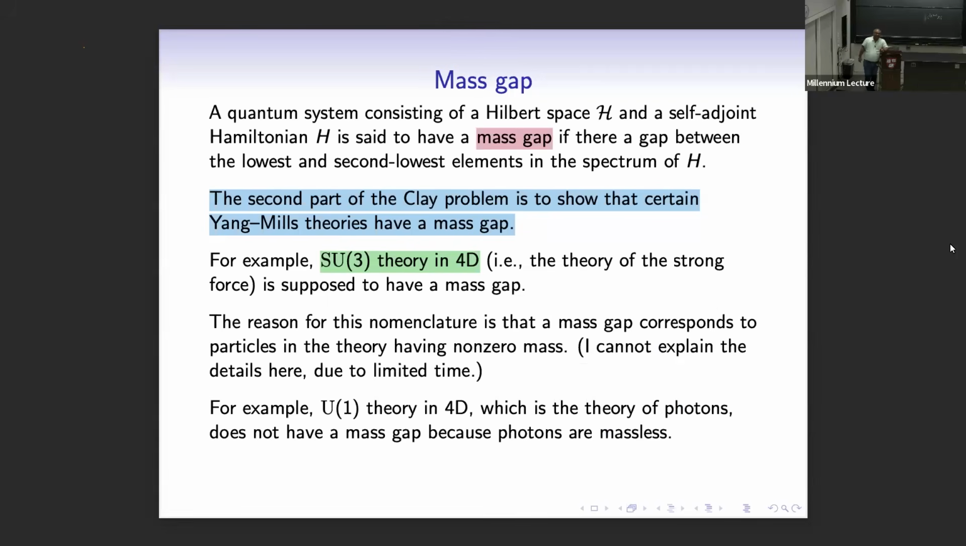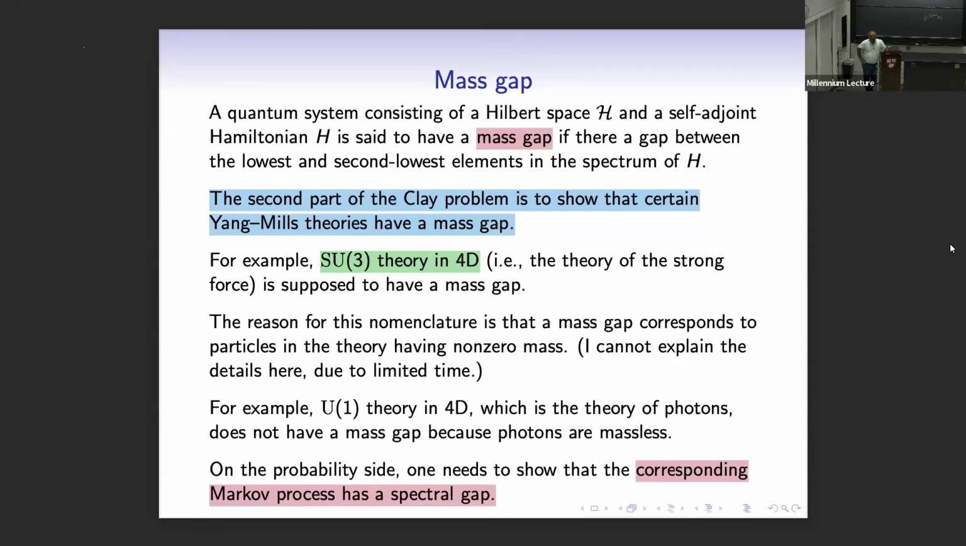But just as a remark, for example, if you consider U1 theory in 4D instead of SU3 theory, this is the theory of photons. The particles in electromagnetism, if you don't have matter, the particles that arise from just the free electromagnetic theory are photons, and photons don't have mass, so you don't expect this theory to have a mass gap, and this doesn't have a mass gap.